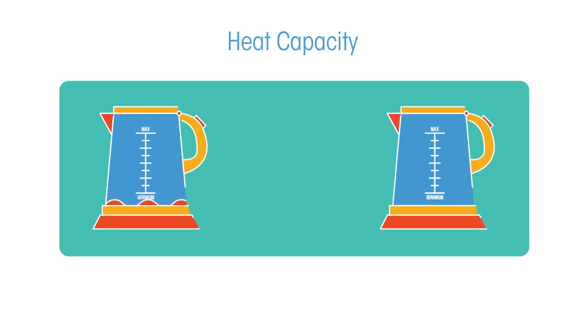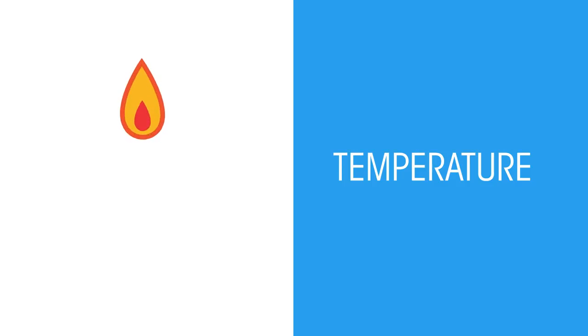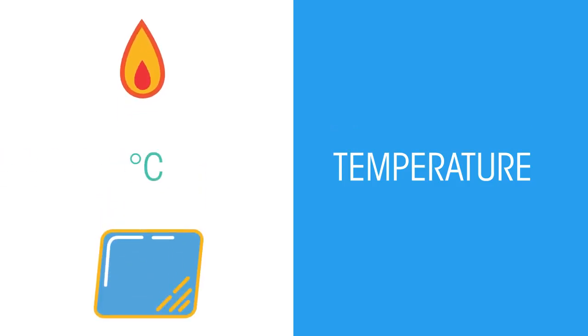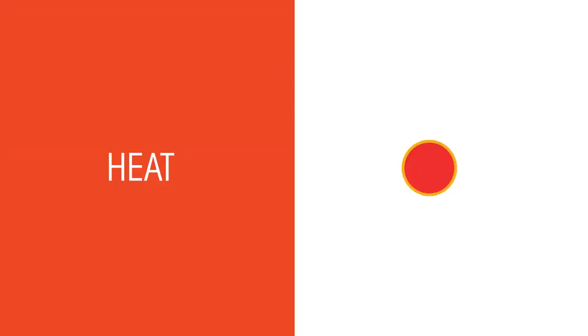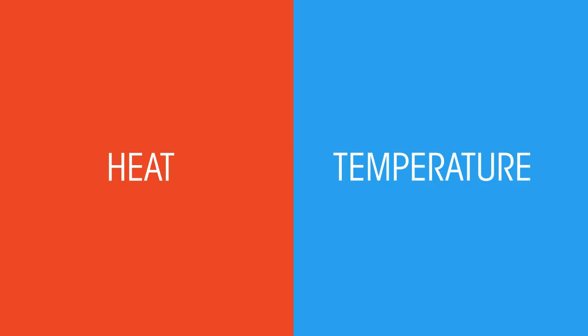Before we get into details, it is important to realize that there is a difference between heat and temperature. Temperature is a way of describing how hot or cold an object is and is measured in degrees Celsius, whereas heat is a form of energy and is measured in joules. The more heat transferred to an object, the more its temperature will rise. So heat and temperature are related, but they are not the same.